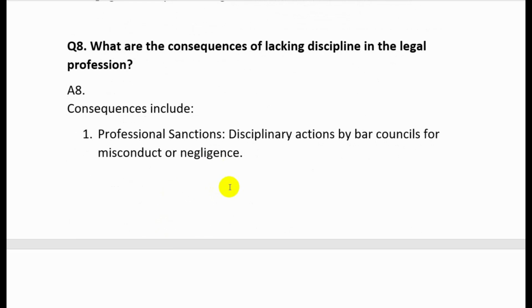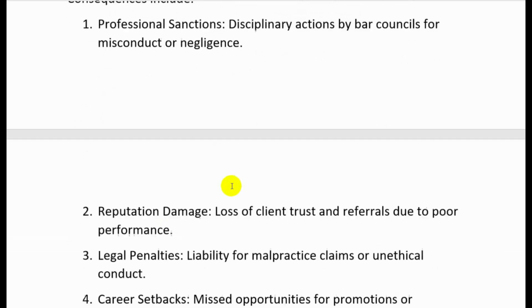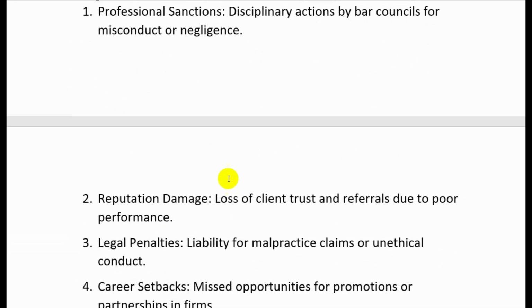So what are the consequences of lacking discipline in a legal profession? What happens if you lack discipline in legal profession? First of all, professional sanctions. Disciplinary actions by the bar councils for misconduct or negligence. The Bar Council of India, Bar Council of Maharashtra or of Bombay can take disciplinary action against the lawyers for any kind of misconduct or negligence complaints received by them.